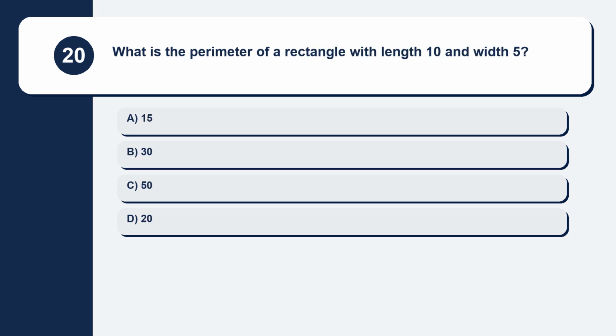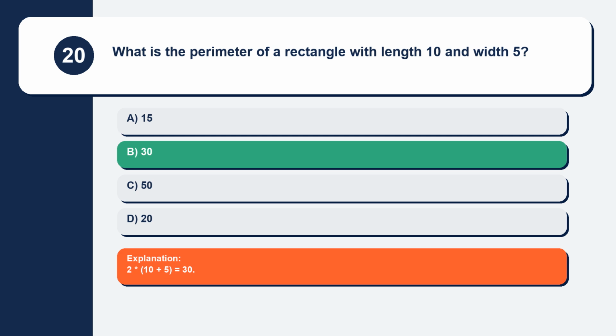Question 20. What is the perimeter of a rectangle with length 10 and width 5? 15. 30. 50. 20. 2 * (10 + 5) equals 30.